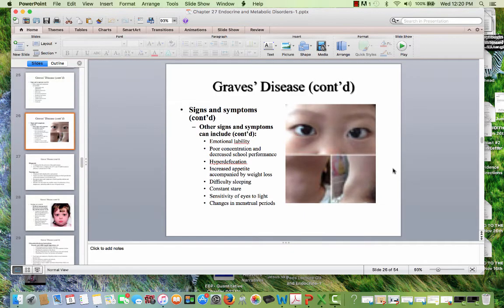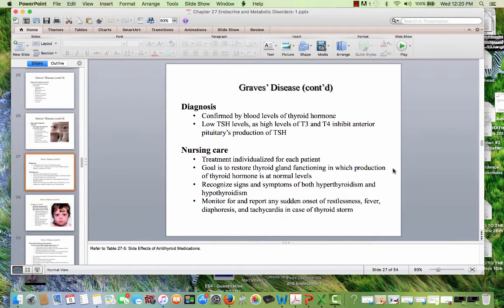And these are just some of the other ones. They might also have some sensitivity of the eyes to light as well. So for diagnosis, they usually do a serum T4 and TSH, and test the thyroid antibodies as well. They'll do an ultrasound of the thyroid.